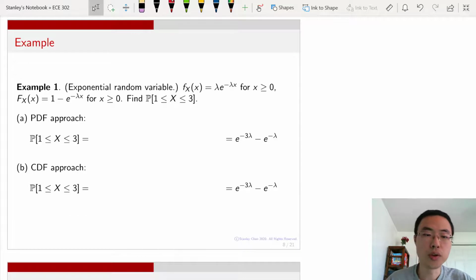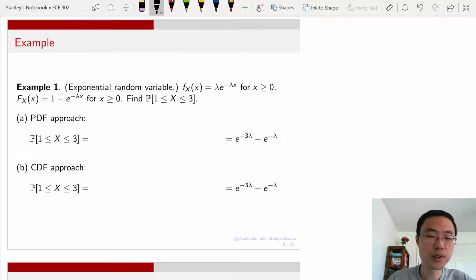So let's work on one example. Again, let's use this exponential random variable. The PDF is given by this equation, and the CDF is given by that equation. We want to find the probability that x is between 1 and 3. I have two approaches: one is the PDF approach, and the other is the CDF approach.